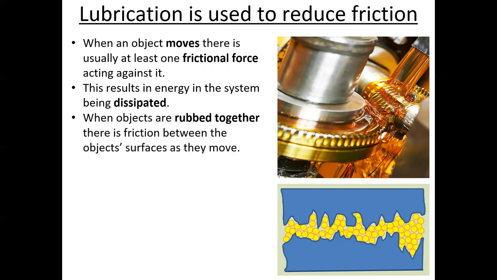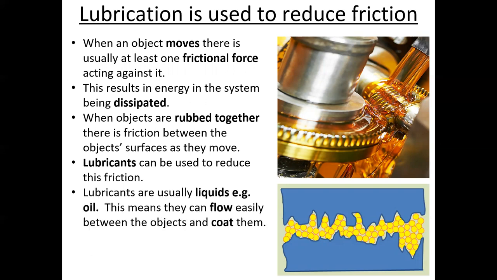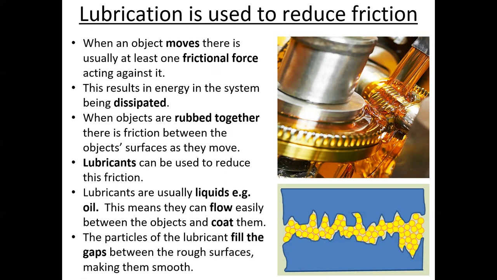When objects rub together, there is friction between the object's surfaces as they move. And lubricants are used to reduce this friction. Lubricants are usually liquids, like oil, and this means they can flow easily between the objects and coat them. And the particles of the lubricant fill the gaps between two rough surfaces, as shown in this diagram here, making them smooth.